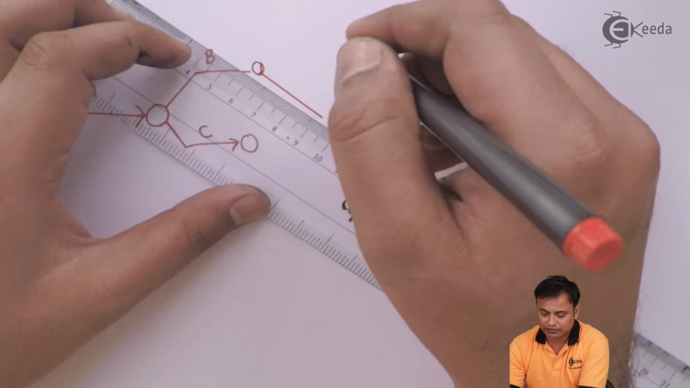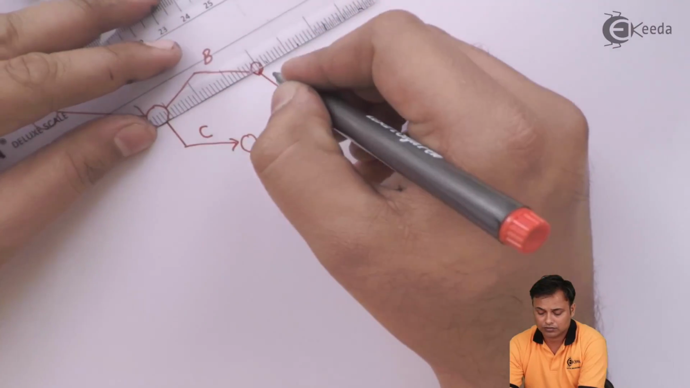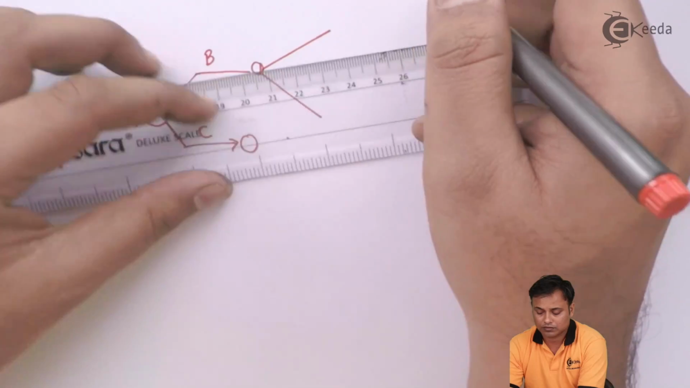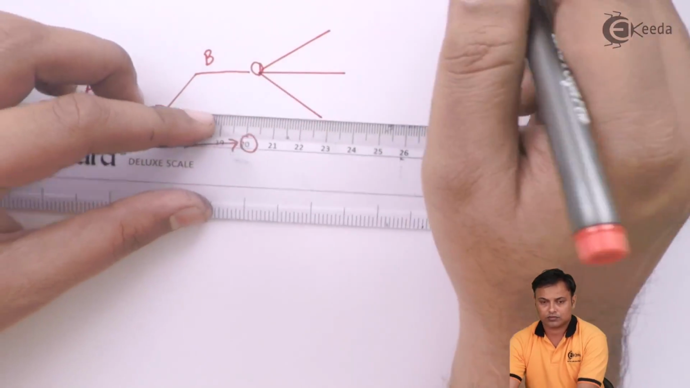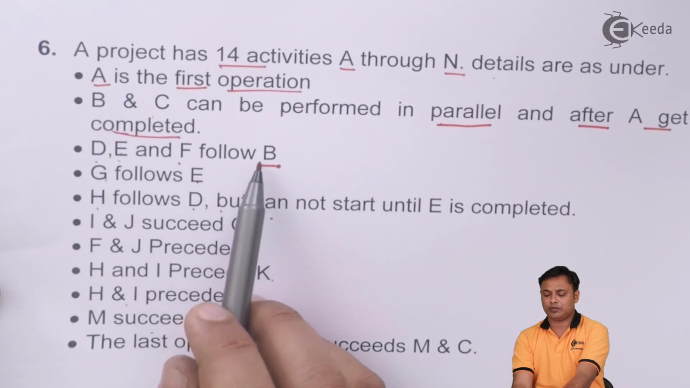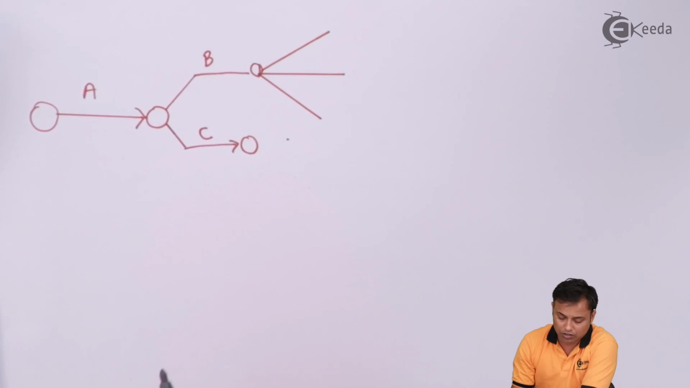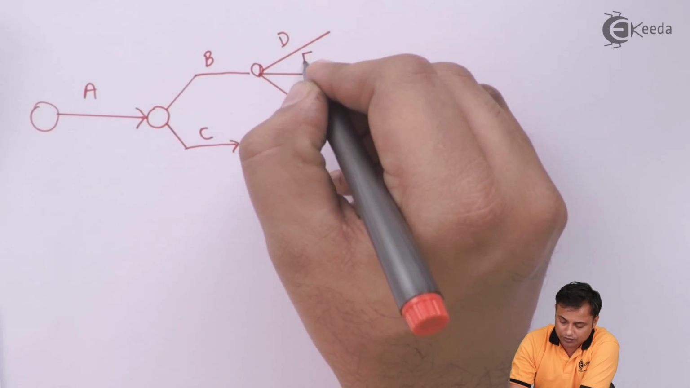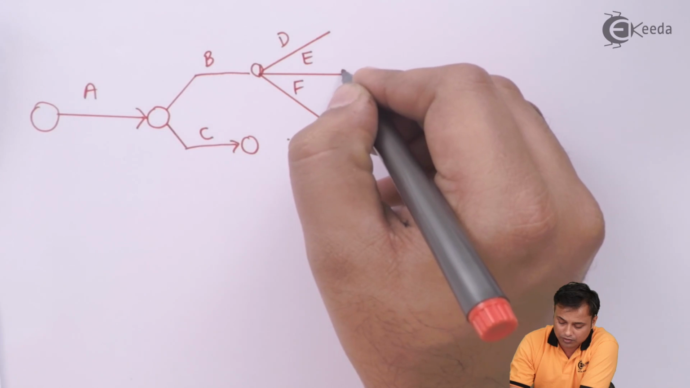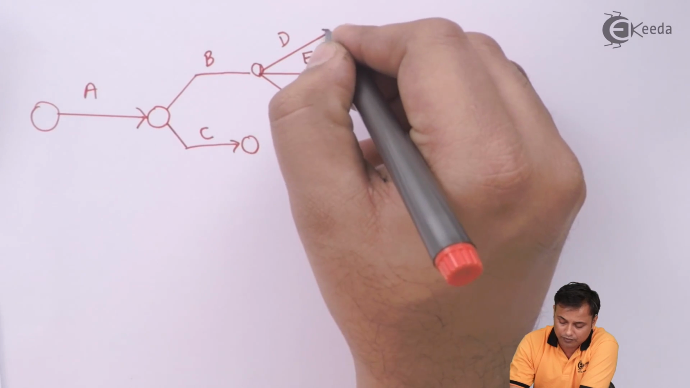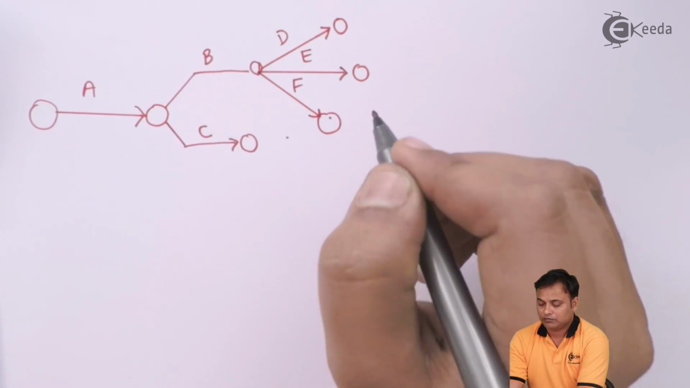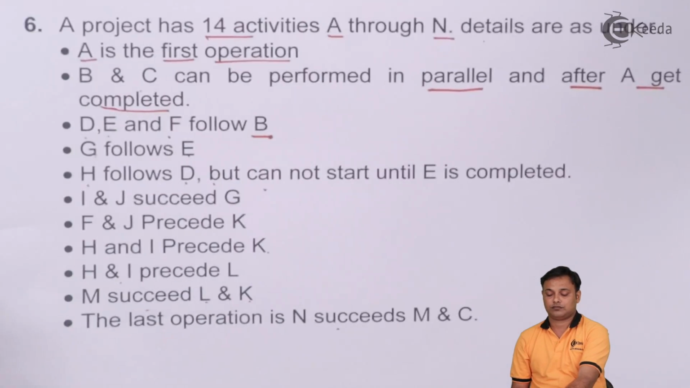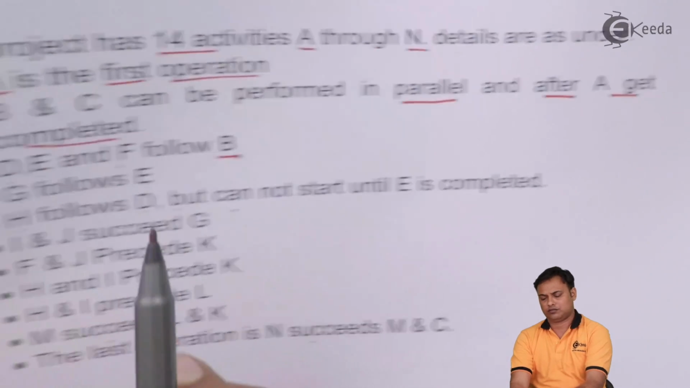There will be 3 activities after B. Here we have D, E and F follows B. So we'll draw D, E and F. G follows E.